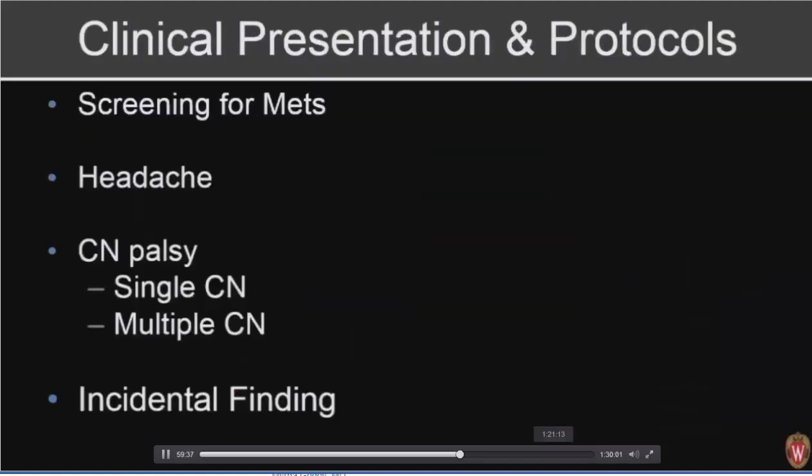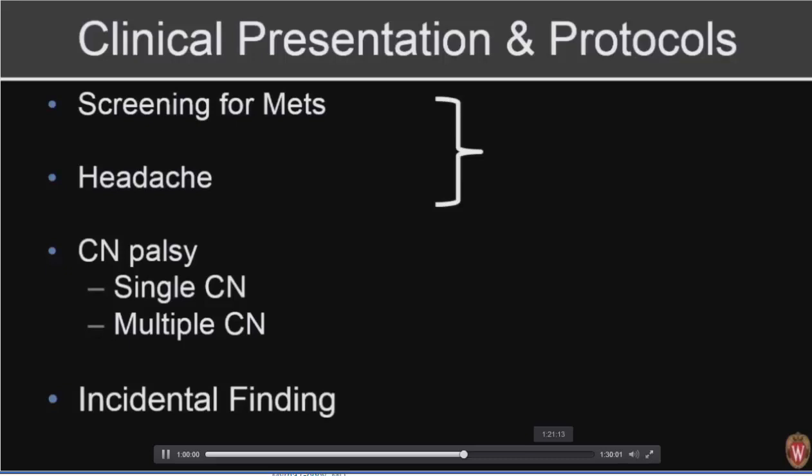So in terms of the posterior skull base, patients can come to our imaging attention via a number of different pathways. We could be screening for metastasis. The patient could be presenting with a headache. They could have a specific cranial nerve palsy that involves a single cranial nerve or potentially multiple cranial nerves, or we could actually just be seeing an incidental finding.